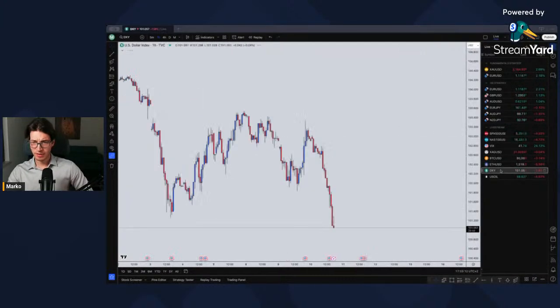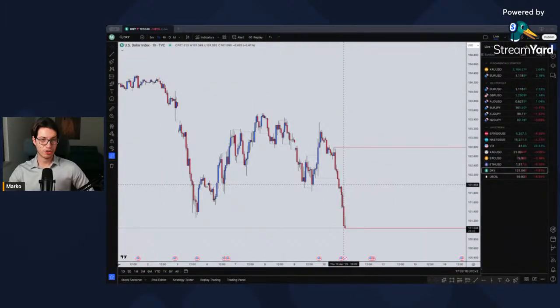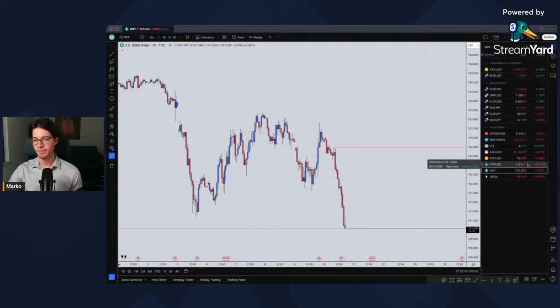Getting back to it, we analyzed the DXY, so it looks very bearish. I'm currently very bearish on it. I do have two positions that are counting on dollar weakness. That is gold, and that is the euro dollar.